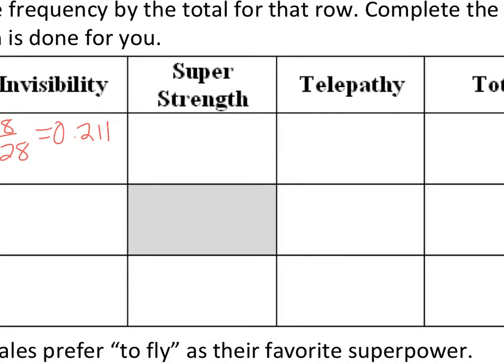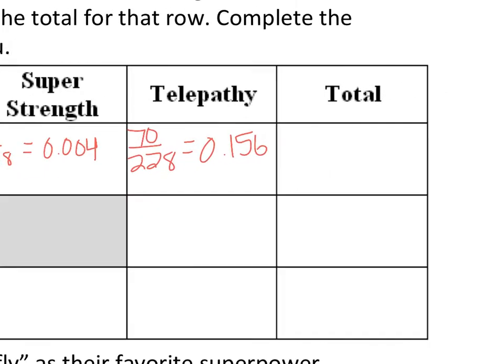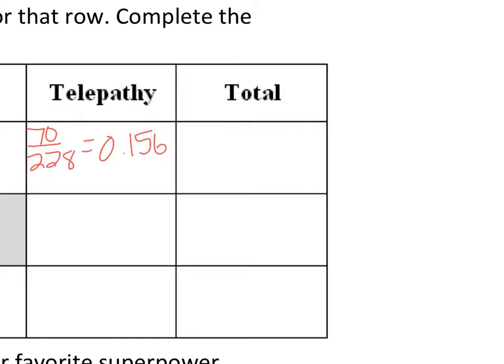Super strength for females, 1 out of 228, which is 0.004. Telepathy was 70 out of 228, which is 0.156. And in total, we had 228 females. So 228 divided by 228 is 1.000. Your totals in the last column will always be 1.000.